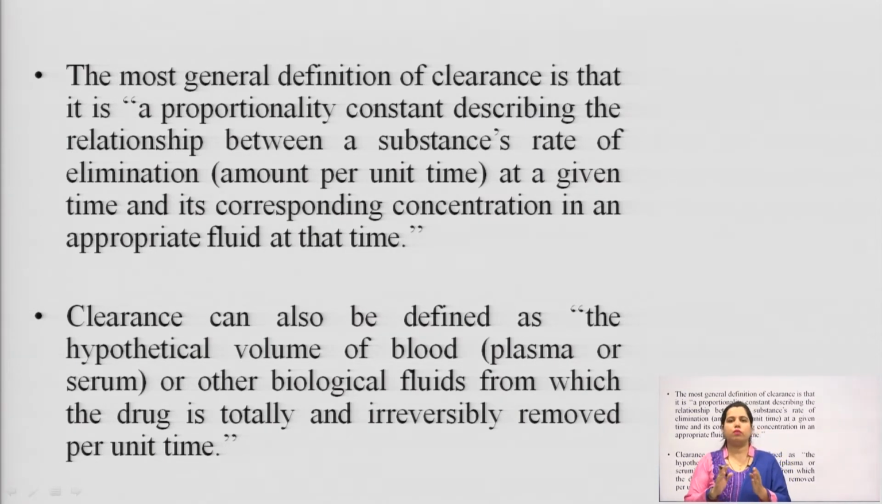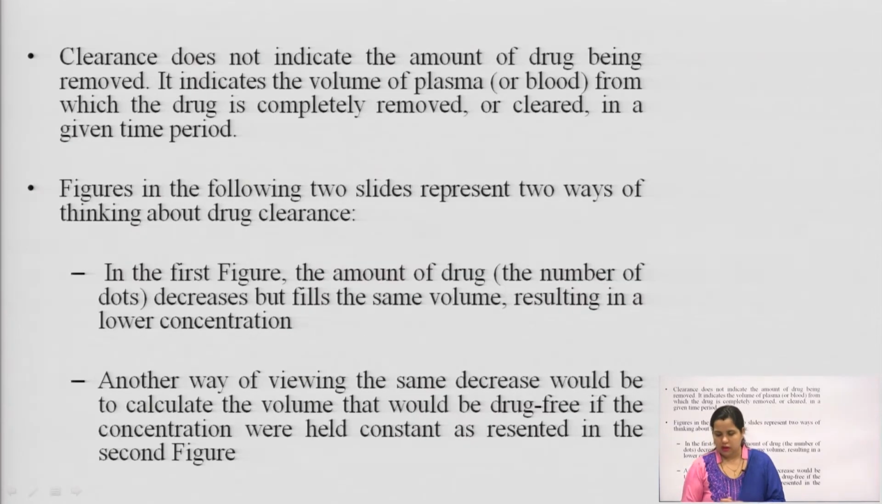So, this is how we can say clearance is a proportionality constant. Clearance does not indicate the amount of drug being removed, right. It indicates the volume of plasma or blood from which the drug is completely removed. Basically, clearance gives the data related to the plasma and blood volume from which the drug is completely removed or cleared in a given period of time.